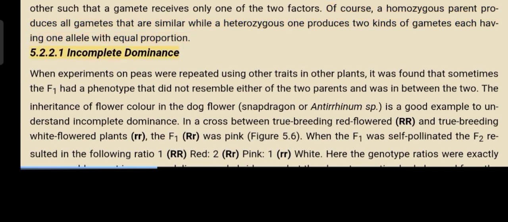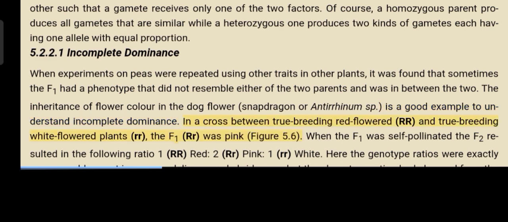5.2.2.1 Incomplete Dominance. When experiments on peas were repeated using other traits in other plants, it was found that sometimes the F1 had a phenotype that did not resemble either of the two parents and was in between the two. The inheritance of flower color in the dog flower, snapdragon or Antirrhinum sp. is a good example to understand incomplete dominance.